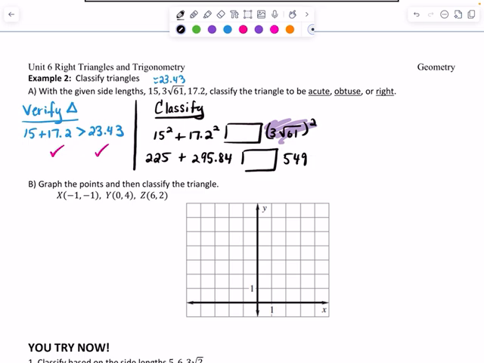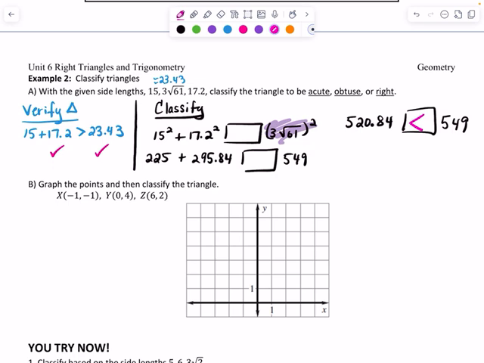And then I'm going to continue by adding on the left side. 225 plus 295.84 is 520.84. We're going to compare and fill in the box. That is definitely less than 549. So remember, we already verified. And verification was just that the 2 smaller sides' sum is bigger than the third side. Now we move on to squaring for classifying.